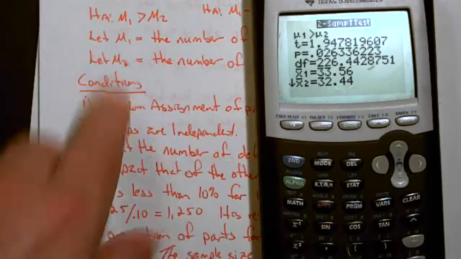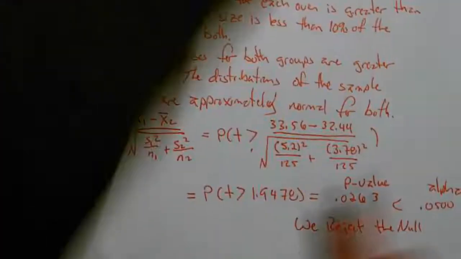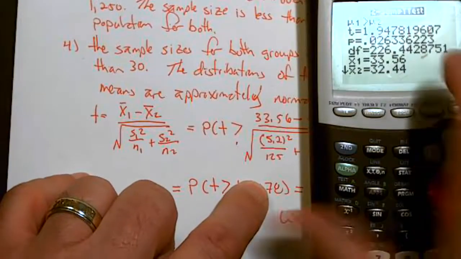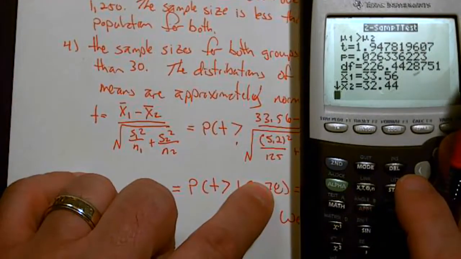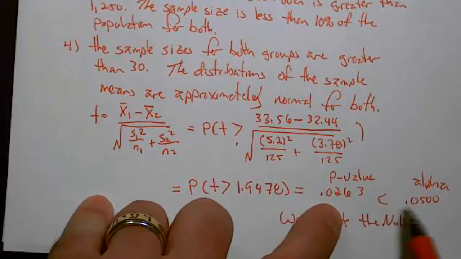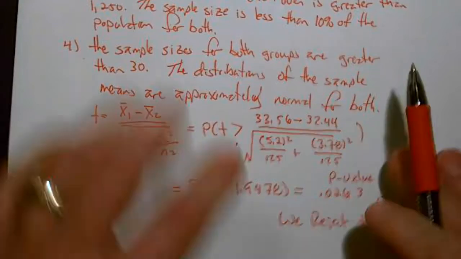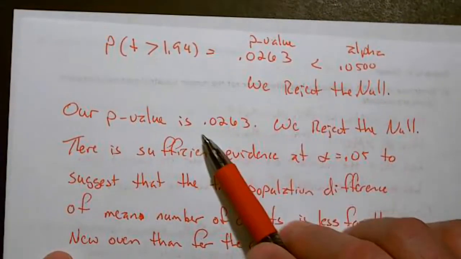And since we had a greater than symbol, we're looking for the probability that T is greater than 1.9478. And we ended up with a p-value of 0.0263. Our 0.0263 p-value is less than alpha of 0.05. So our decision will be to reject the null.